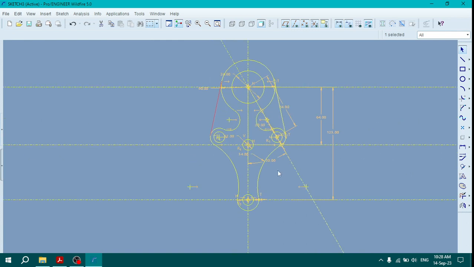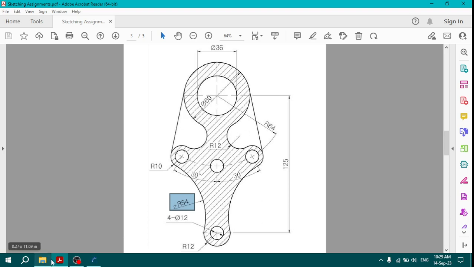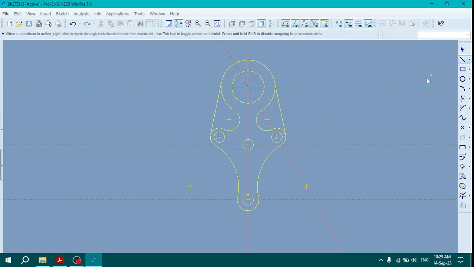So this is the required geometry which we wanted. The angle is 30 degrees between these two circles, and these circles are located at an imaginary circle circumference of radius 64. So with this we have created this required sketch. Let's see.